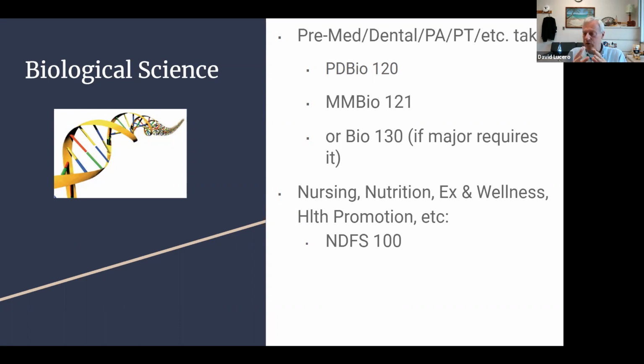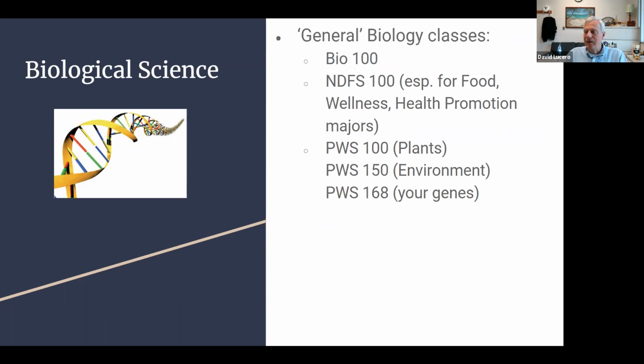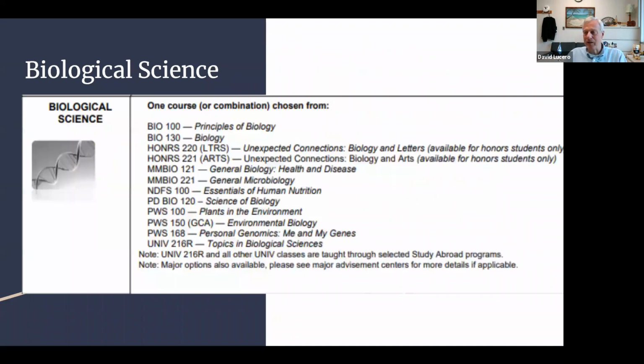Nursing and other nutrition, wellness, health promotion, all require the nutrition class for the biology requirement. And these are good general biology requirements. Biology 100 is just a little bit of animal, plant, human biology. There's nutrition we talked about, and then some on plants, environment, or you can look at your own genetic code. All good general biology classes. And here's the total gamut of choices.